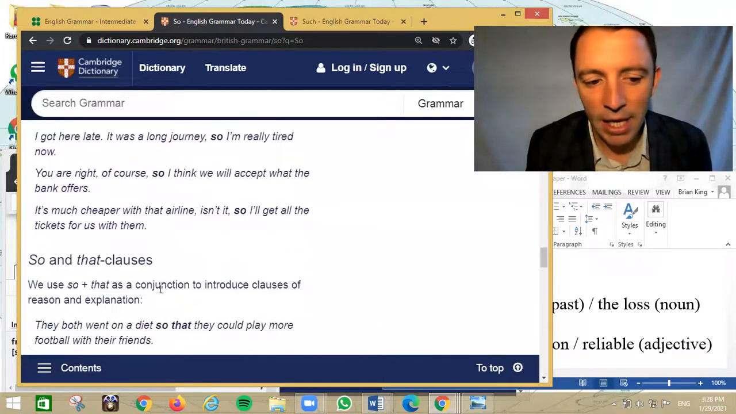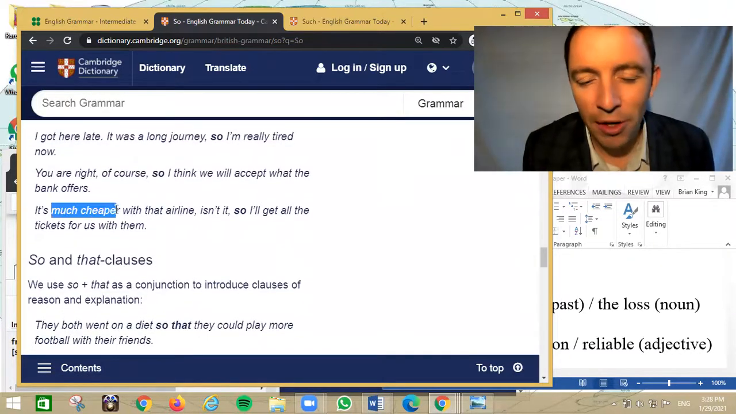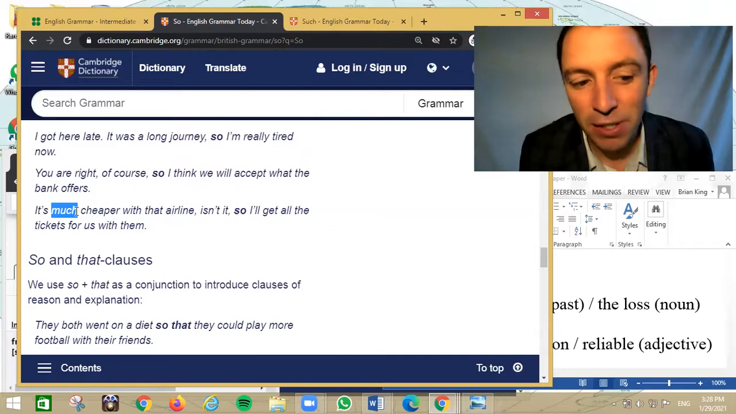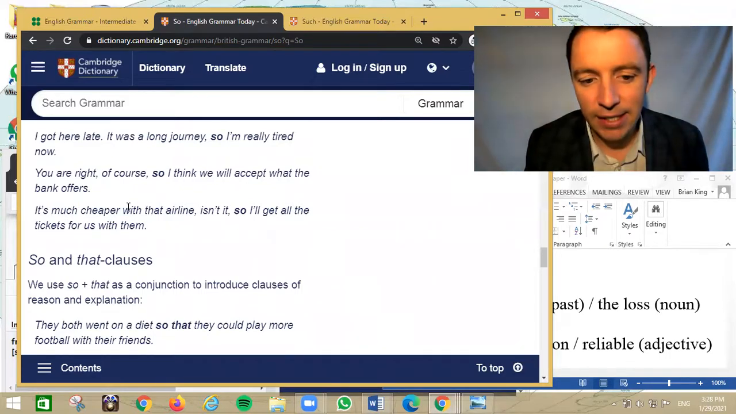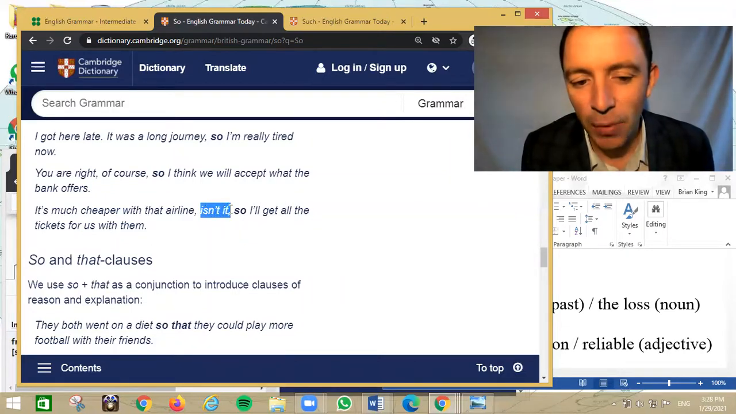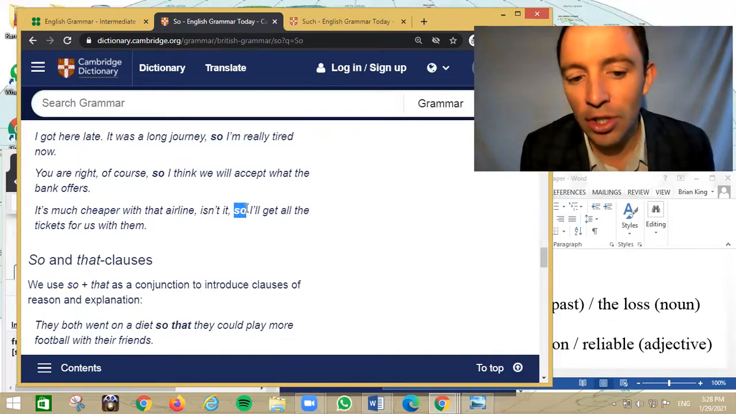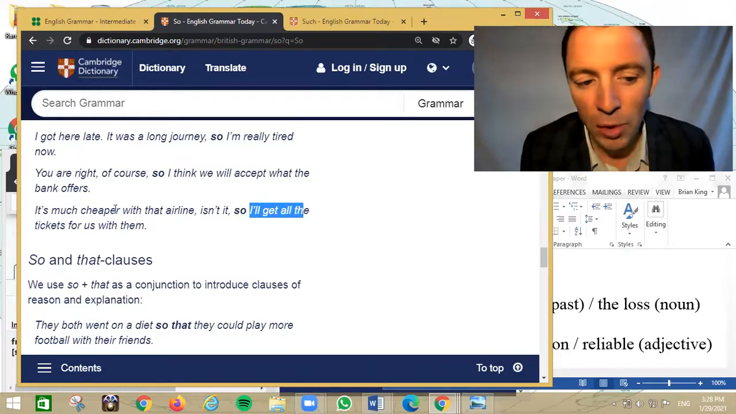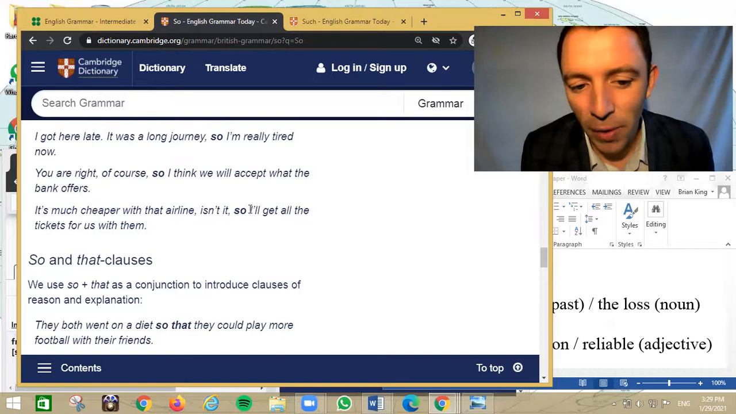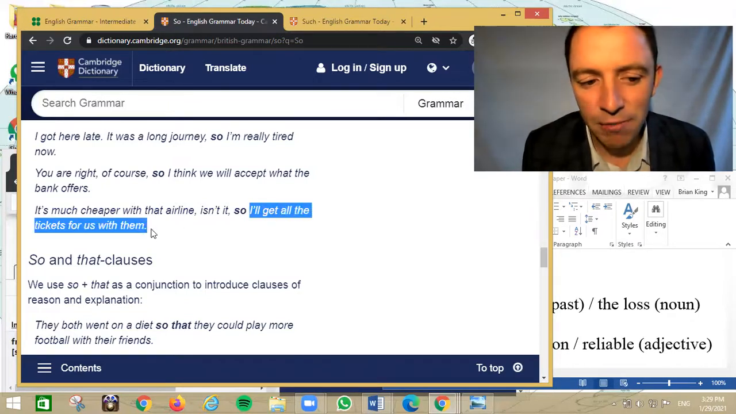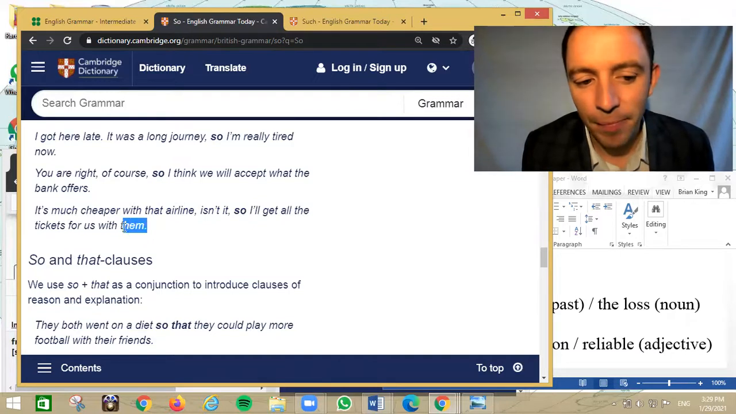The next example, it's much cheaper. So that's the comparative adjective. And again, to make this more intense, it's possible to say it's so much cheaper with that airline, isn't it? That's a tag question, a bit difficult. Here is the conjunction or the linker to the consequence. So it's cheap, and the consequence, I will buy, I will obtain all the tickets for us with that airline.